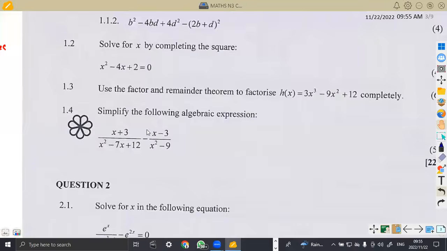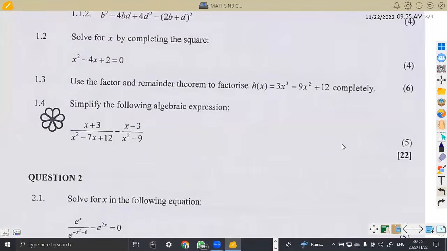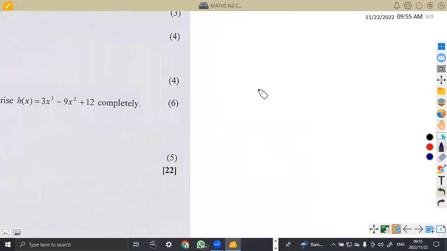In this case, 1.3, use the factor and remainder theorem to factorize h(x) completely. And of course, 6 marks to factorize that. So remember, whenever you are dealing with the factor and remainder theorem, to factorize is all about finding the factors of the last term. So this was 1.3. Okay, let's just write it here. 1.3, we've got h of x, which was equivalent to 3x cubed minus 9x squared plus 12. We can figure out what is common in this case, which is 3, but we can even do that later on.